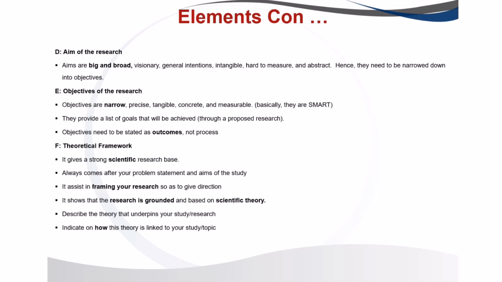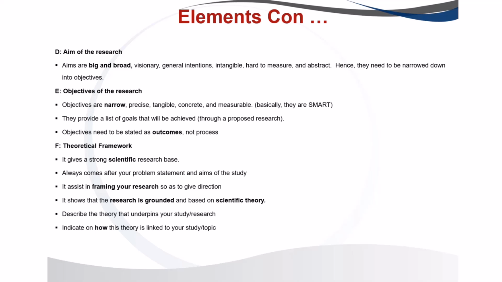Basically, your aims are more of a general intention. They are intangible. They are more abstract. Hence, we need to narrow them down, like I've indicated. When we narrow them down, we call them objectives. Objectives are narrow. They are precise. You can even measure them. Basically, we say objectives adhere to the principle of SMART. They are simple, measurable, achievable, realistic, time-bound. That's our objectives, okay? They provide a list of goals that will be achieved.